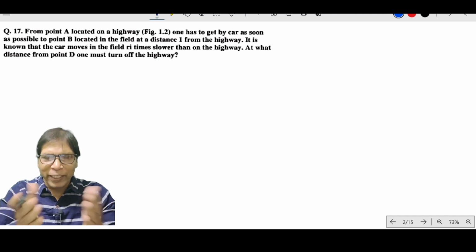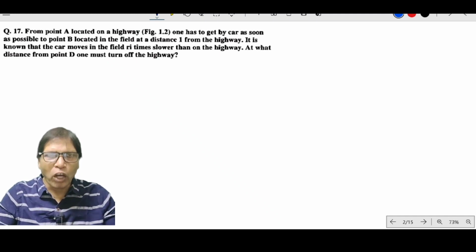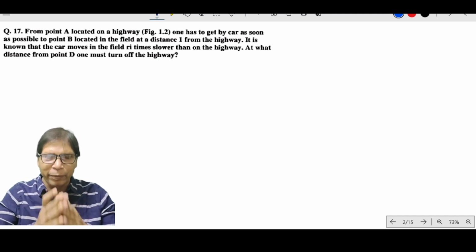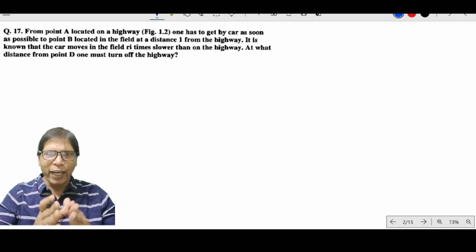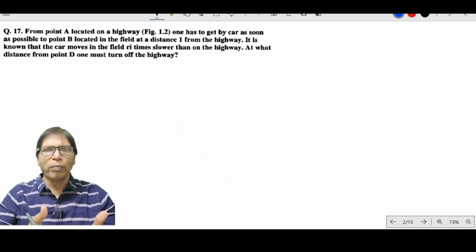Today I will be discussing the solution of question number 17, 18, 19 of Irodov. This discussion will be extremely helpful for the preparation of JEE Main and JEE Advanced.